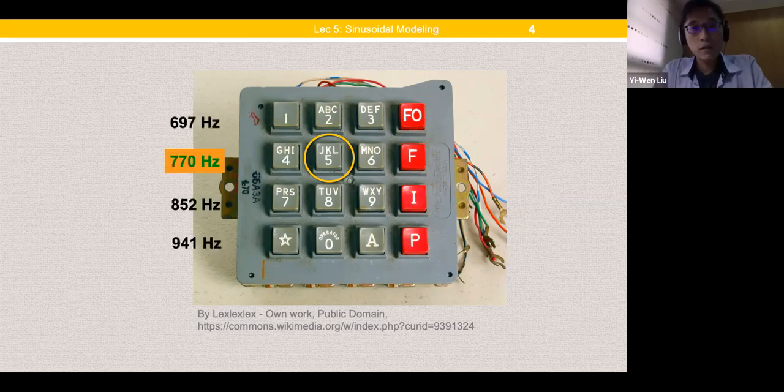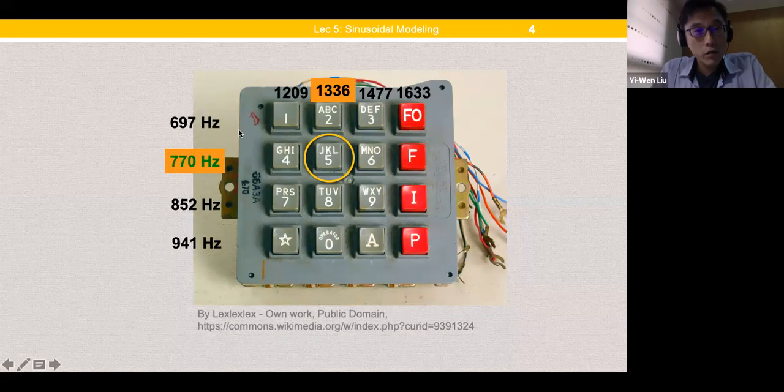For each row, the first tone encodes which row the button is in, and those have lower frequencies, and the higher frequency tone encodes the column. So each button has a unique combination of two tones, two different frequencies. For example, number 5 is a combination of 770 and 1336.